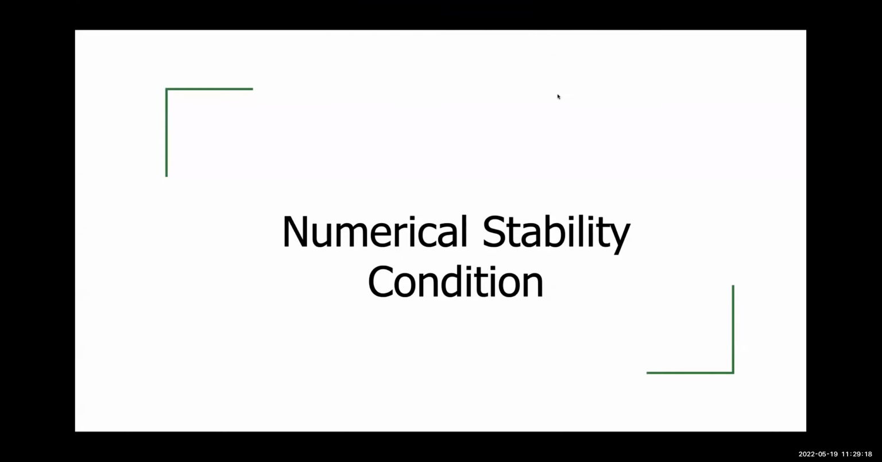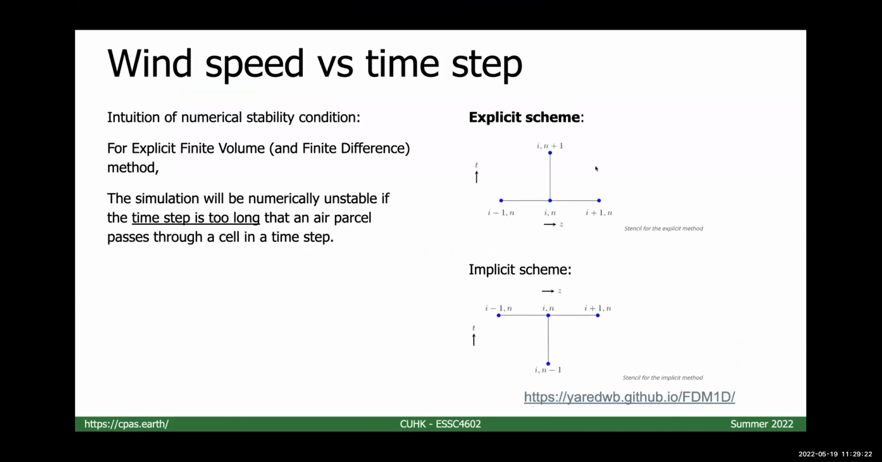Now we need to talk about numerical stability condition. First of all, I need to introduce two terms, explicit and implicit, in solving differential equations. And here we are multivariable, so it is a multivariate partial differential equation.